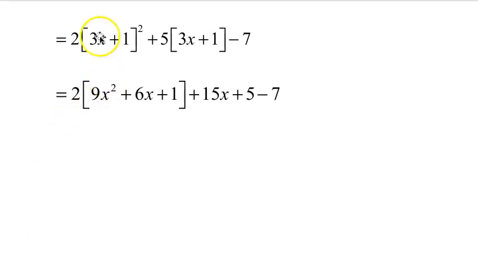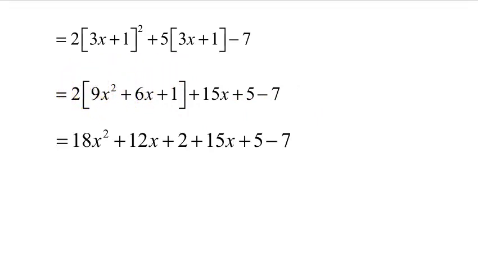So multiplying that out, again, 3x plus 1 quantity squared, 9x squared plus 6x plus 1, plus 5 times 3x is 15x, 5 times 1 is 5, minus 7. Distributing here, 2 times 9x squared is 18x squared, 2 times 6 is 12x, 2 times 1 is 2. And then looking for like terms, I see 12x plus 15x would be 27x. And interestingly enough, 2 plus 5 is 7, minus 7 is 0. So my answer here is going to be 18x squared plus 27x.